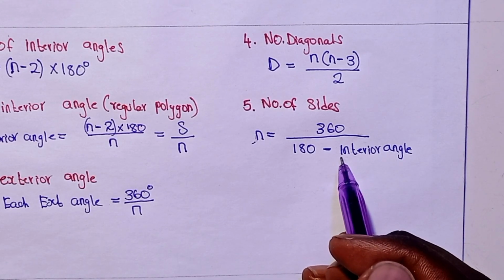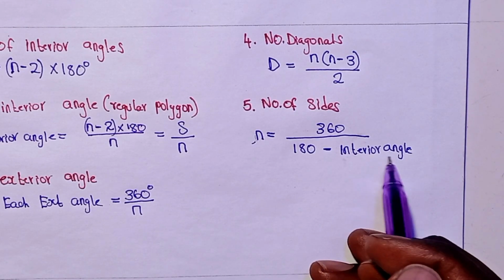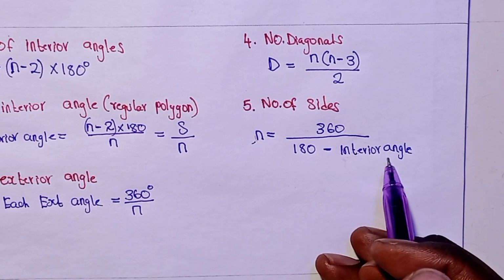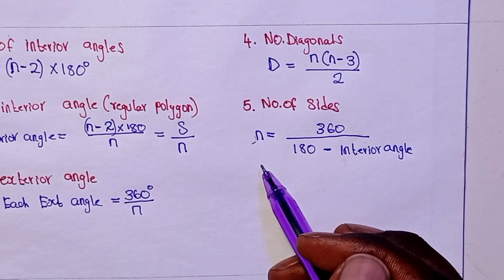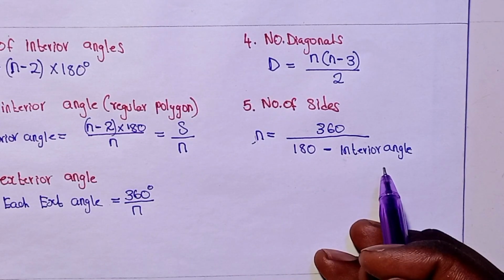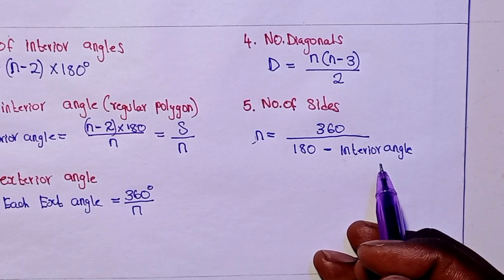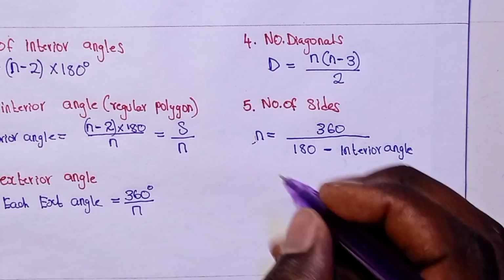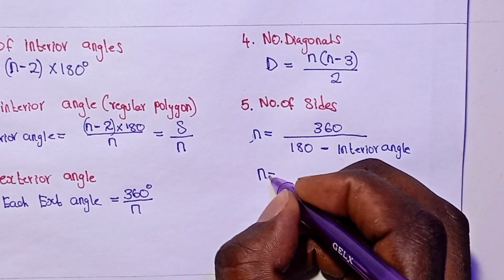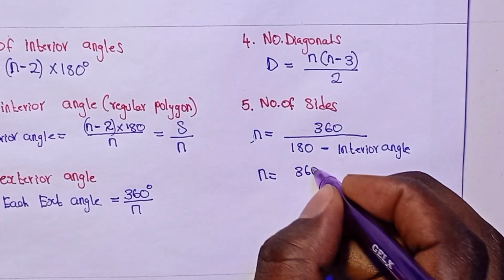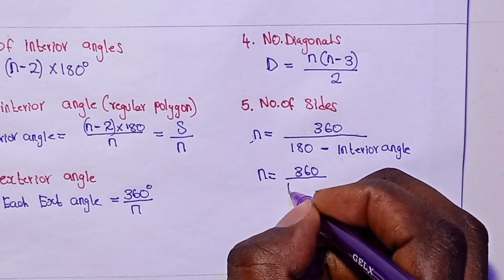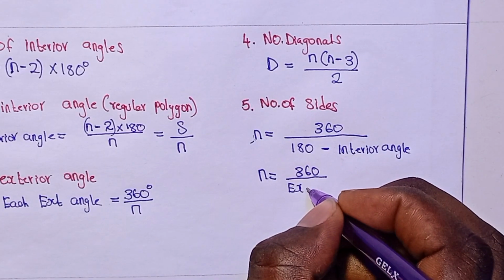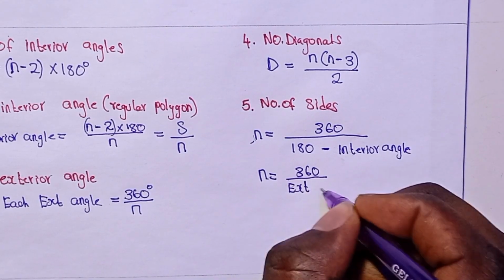Let's say we have that one interior angle is, let's say, 50. That is if one angle is known. Also we can have this formula as n is equal to 360 degrees divided by the exterior angle.